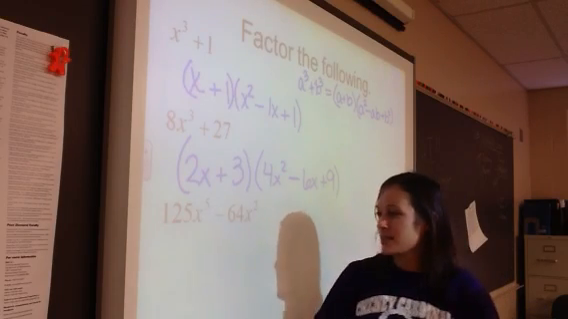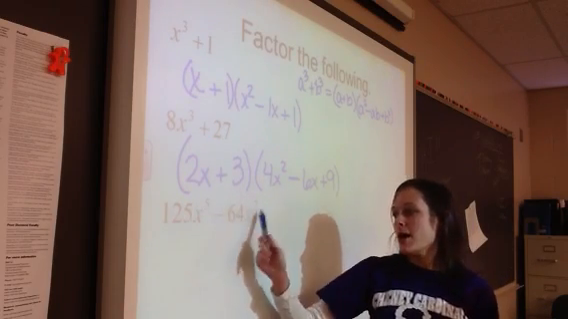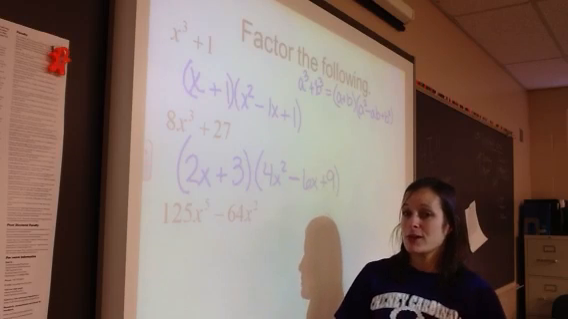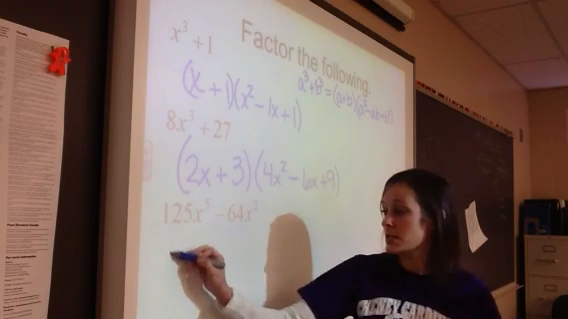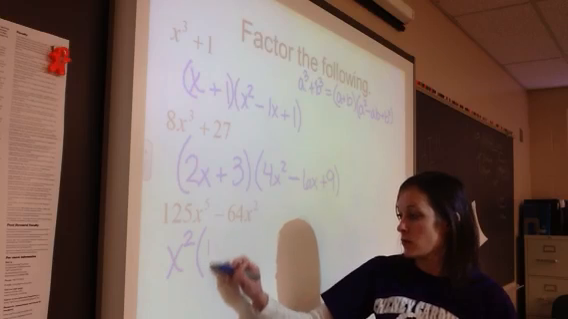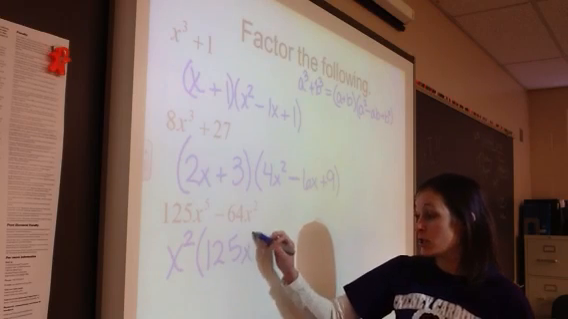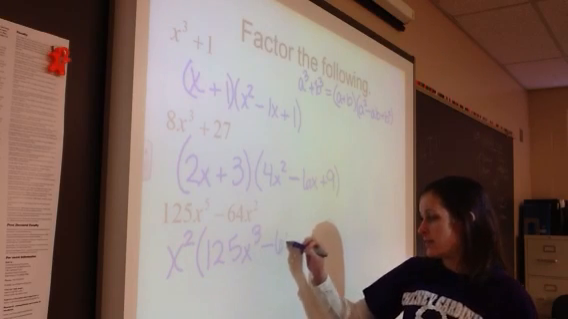So here on our last example, we have x to the 5th, and we have x squared. Do they have a greatest common factor? Yes, they have x squared in common. So 125x cubed minus 64.